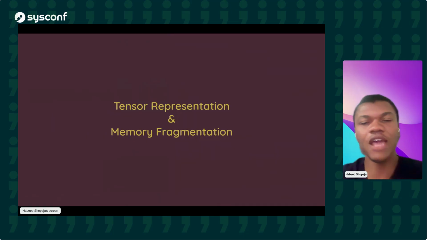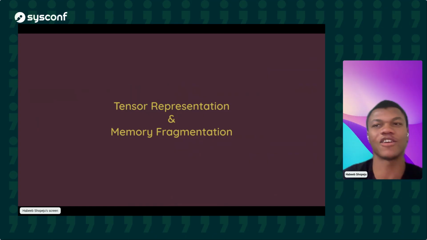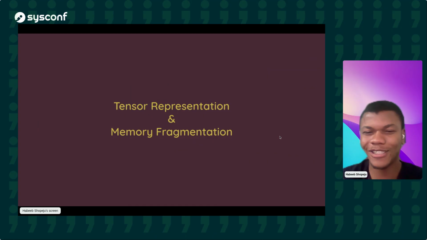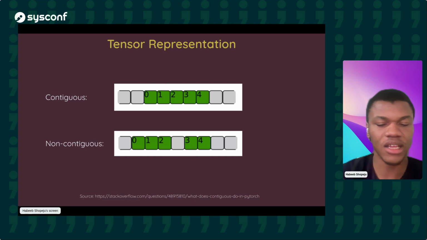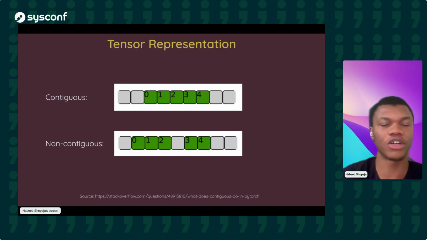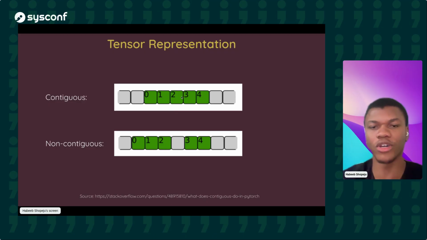But the KV cache in its plain manner causes a lot of problems as well. The first is that tensor libraries would like the data representation in memory to be contiguous. So let's say you have some array, and it goes 0, 1, 2, 3, 4.